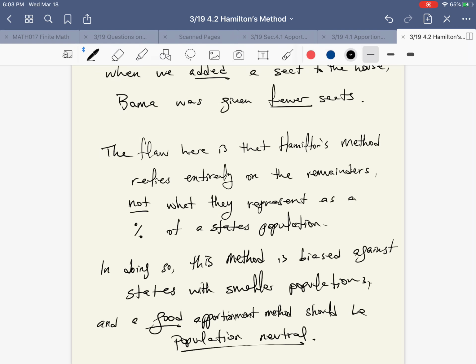Okay. So that sums up Hamilton's method, what it is, how to use it, and one of the first paradoxes that we've seen in terms of apportionment. And this was a big one when the United States realized this paradox.